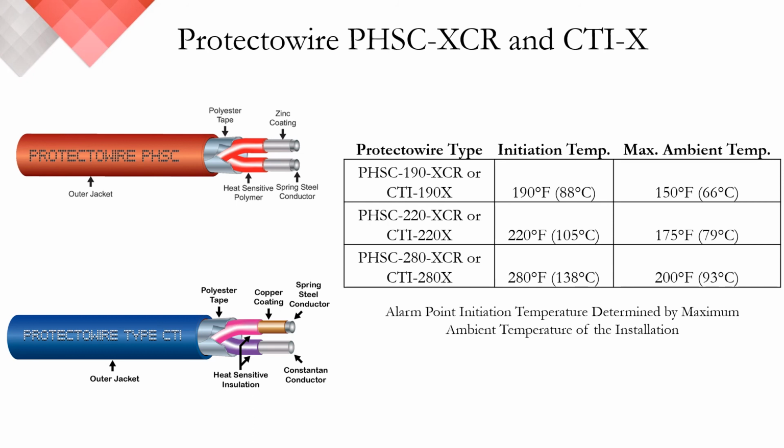Earlier, I did touch on the XCR and CTI-X outer jacket, the fluoropolymer outer jacket. That is our most robust jacket for exterior or harsh environments. It's got a high chemical resistance as well as abrasion resistance. So know your jacket when you're picking a detector as well. Know what that outer jacket is, because that's equally as important as choosing the correct alarm point temperature.